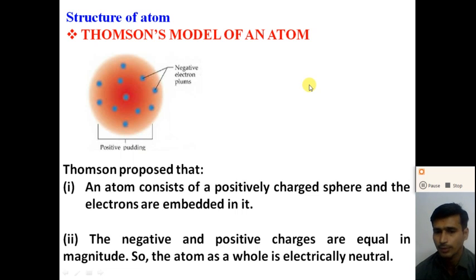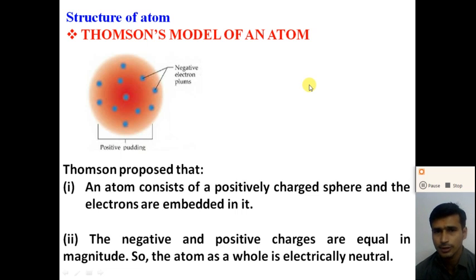So there are two successes of J.J. Thomson's model. First, the atom is an electrically neutral particle. It consists of positively charged particles as well as negatively charged electrons, and the amounts of positive and negative charge are the same, so the atom is electrically neutral, right? The second success is the size of the atom, from the radiation that occurs from the atom. J.J. Thomson estimated the size of the atom to be about 10 raised to minus 10 meter, right? So these are the successes of J.J. Thomson's model.